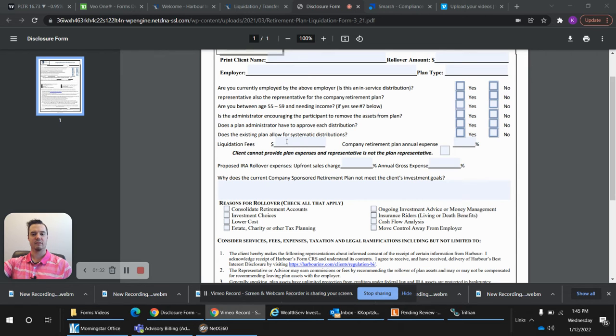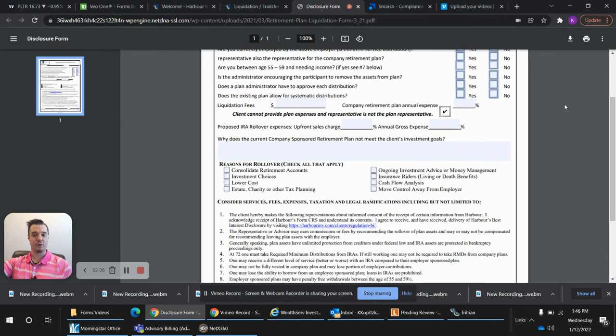Below that asks if there are any liquidation fees or surrender charges associated with moving away from the employer plan. If you cannot provide the plan expenses, you can check that box. But if you do check this box, please make sure you don't check lower cost as a reason for the rollover. Because if you check lower cost and you don't know the plan expenses, there's no way that you know for sure that it's a lower cost at the new account or new platform.